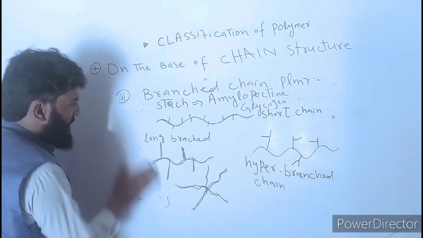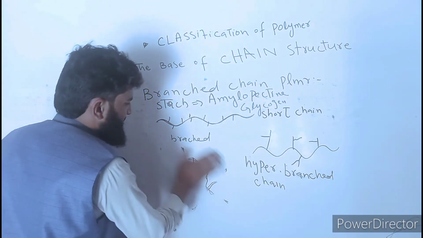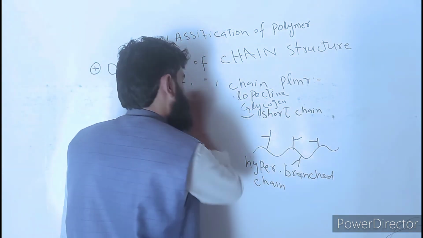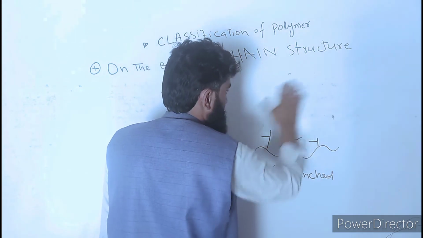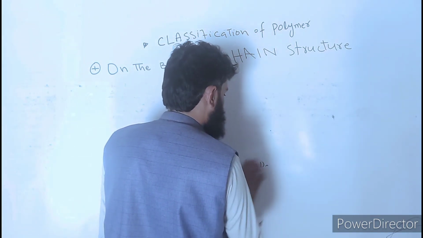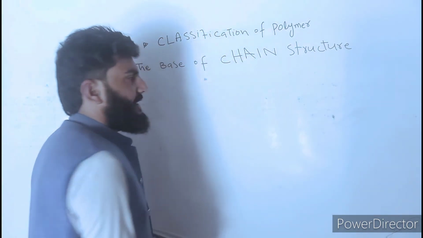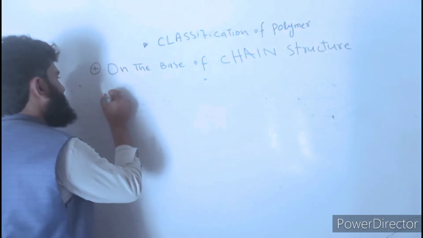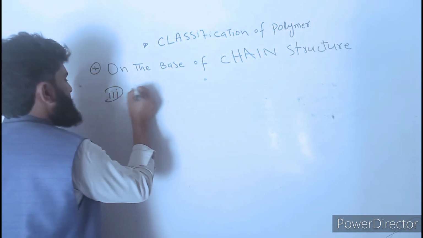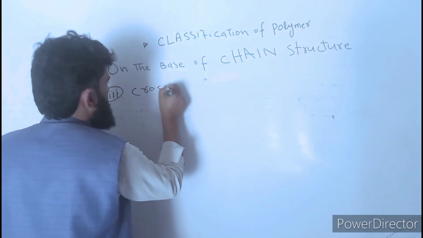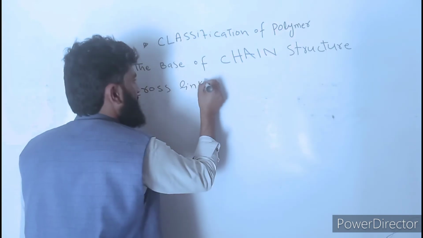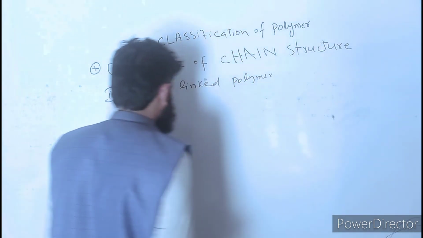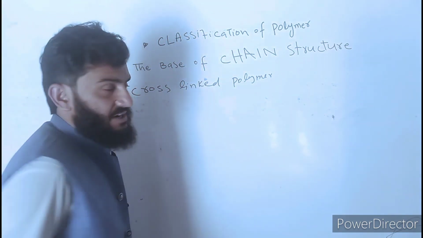So the next is the cross-linked form. Cross-linked polymer, or network polymer. Clear? The third one is the cross-linked polymer. So here the word indicates cross-link.